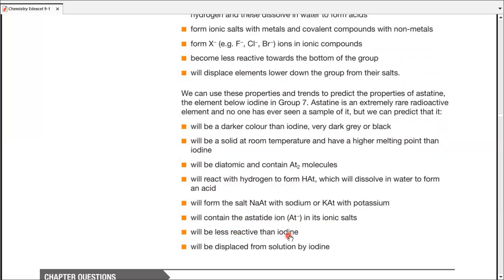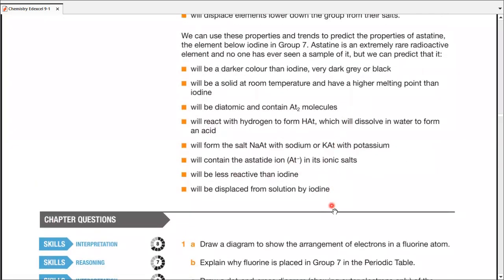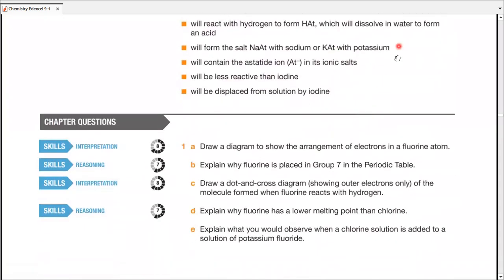It won't be capable of displacing any of the halogens. However, iodine and bromine will be able to displace astatine from its salt solution. And this finishes the chapter.